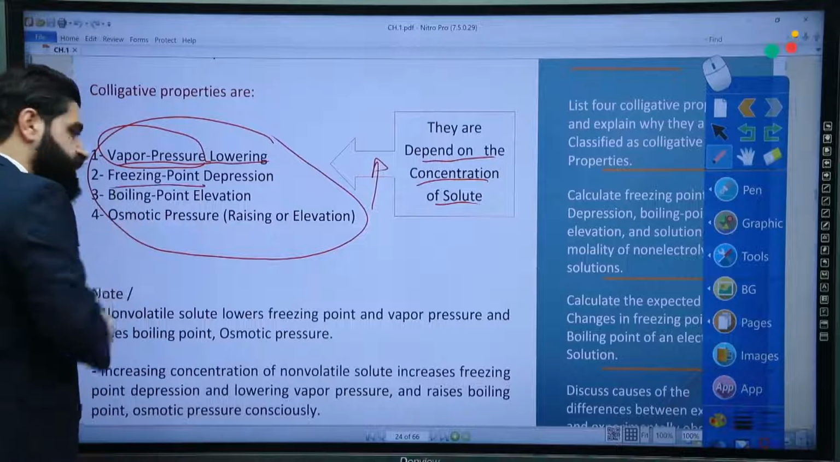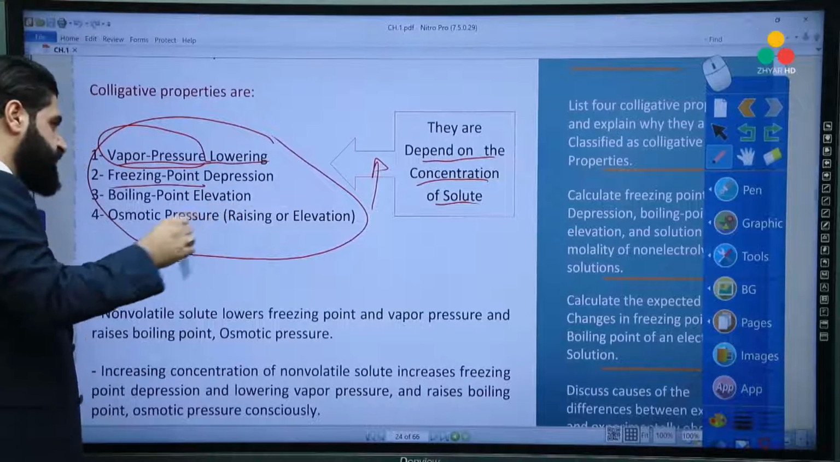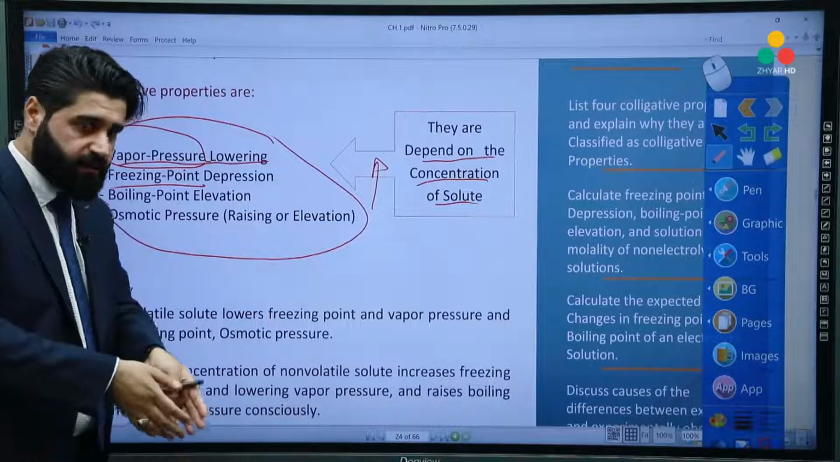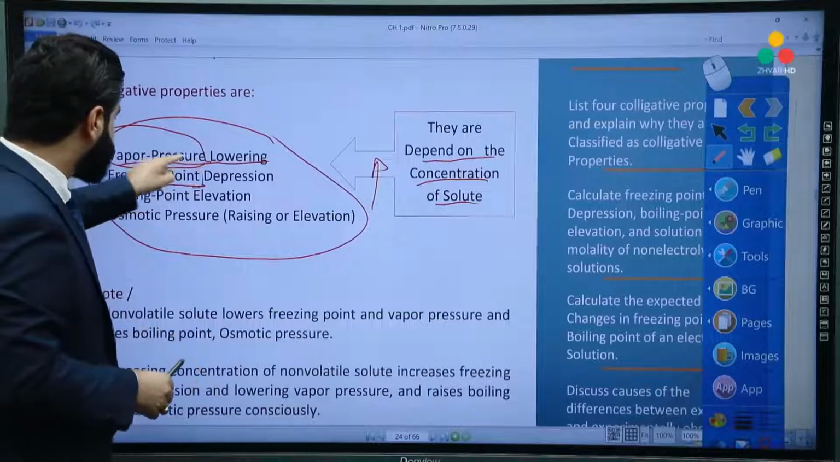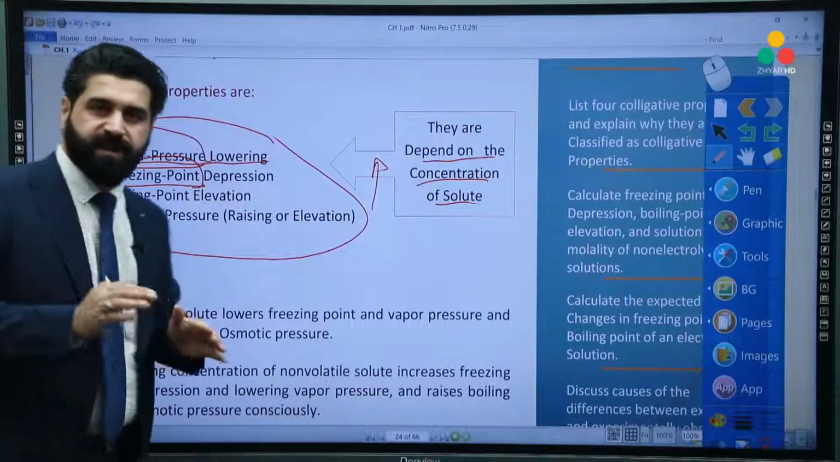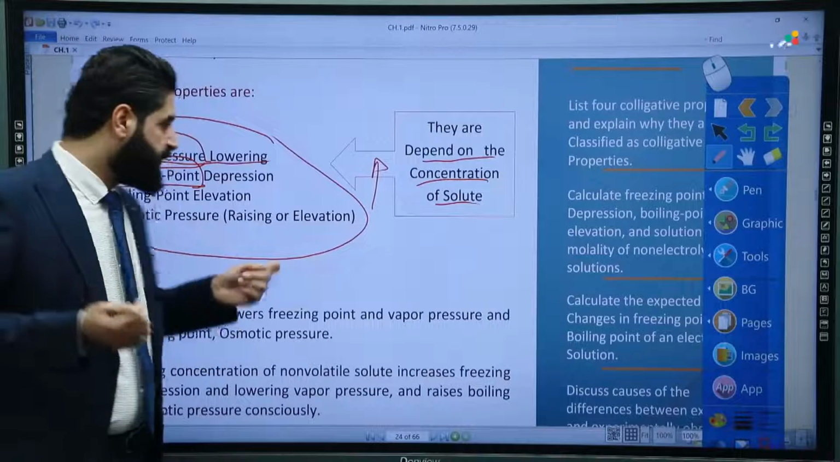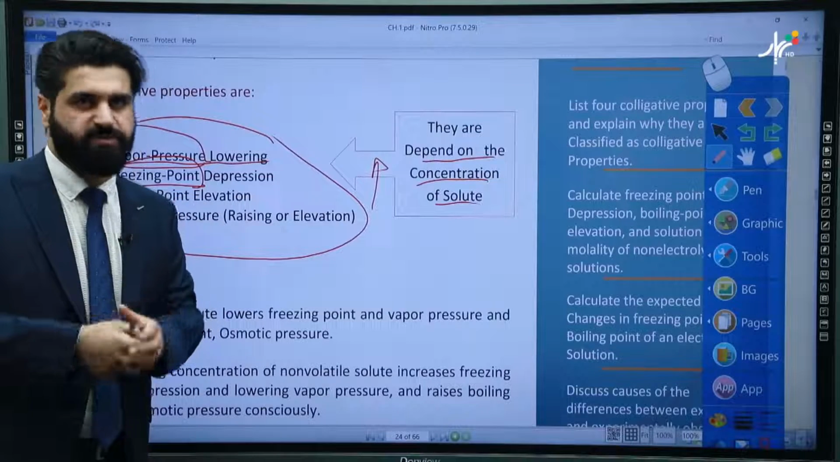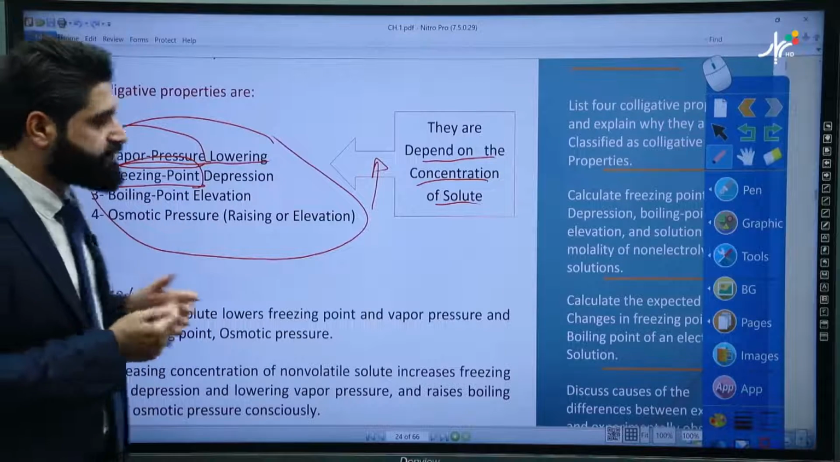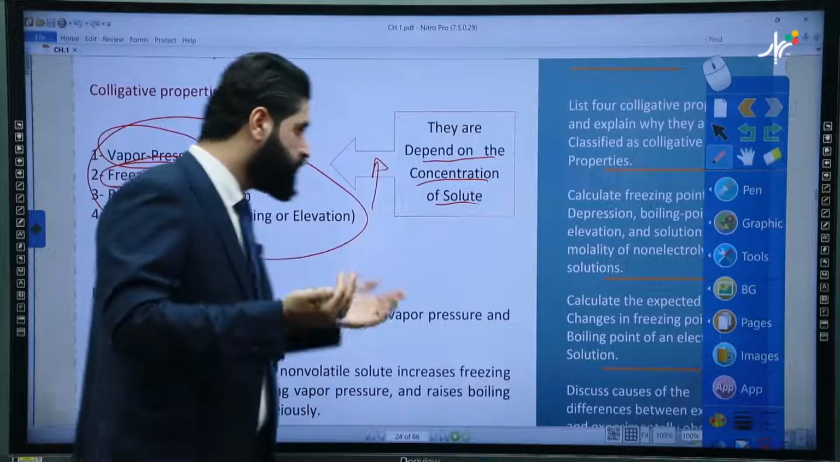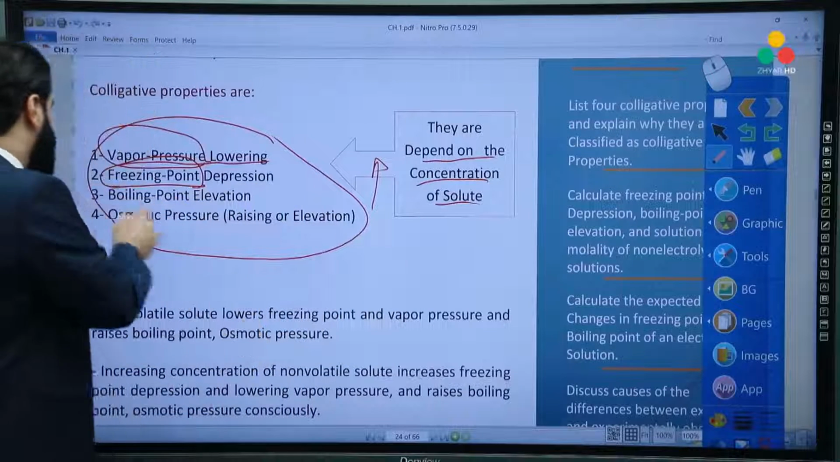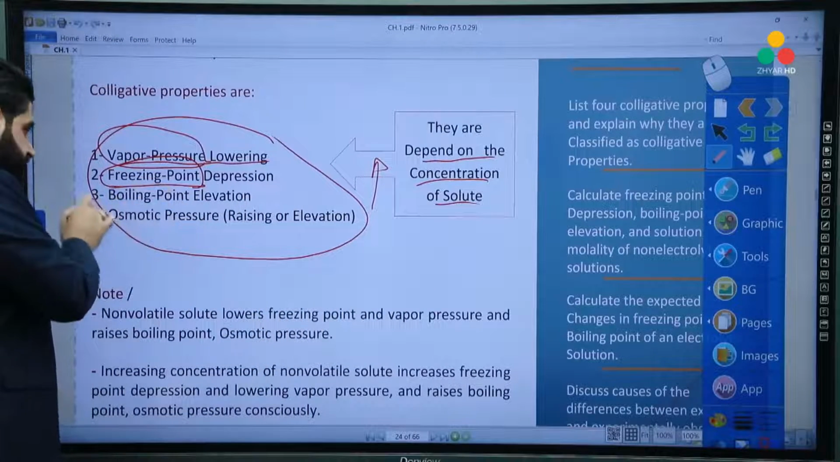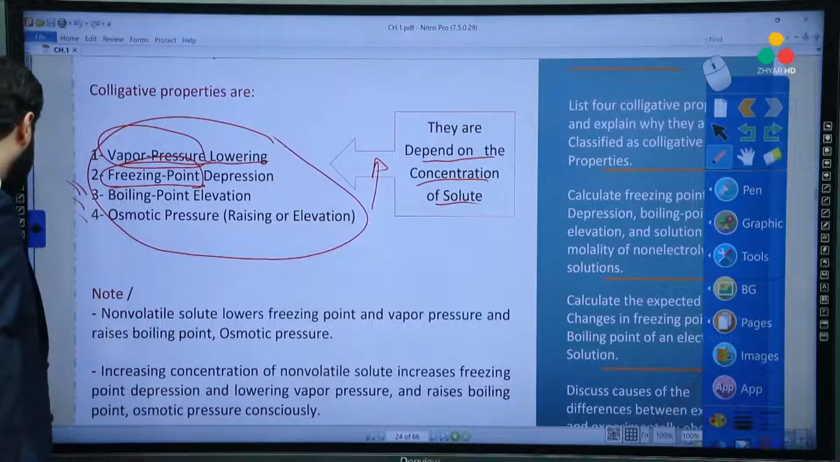Freezing point, look, if we add more solute, there will be more depression. So only the freezing point is reversed with concentration. But depression of freezing point changes directly with changing the concentration. So if we increase concentration, there will be more depression. Same for the boiling point and osmotic pressure.